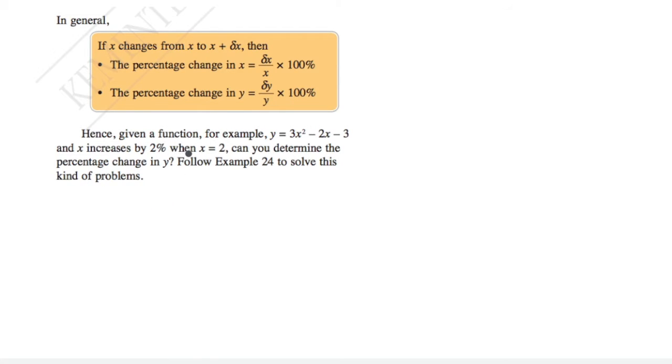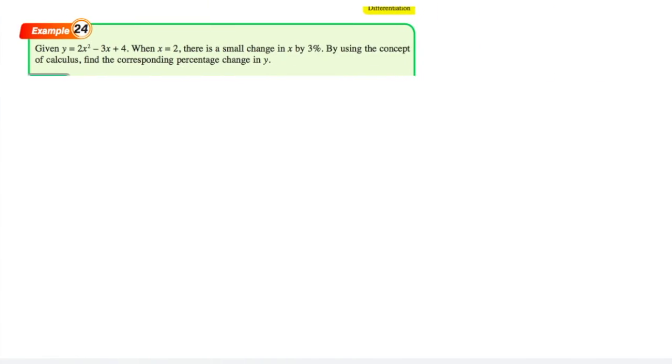When x equals 2, can you determine the percentage change in y? So from here you can find the delta y, okay? Follow the example for 24 first. Given y, this one, when x equals 2, there is a small change in x by 3%, like just now, the question just now, later we do again. So now we use this first. By using the concept of calculus, find the corresponding percentage change in y. So the question asks you to find the percentage change. Before that, you need to find delta y. Before you find delta y, you need to find delta x here. Okay, you need dy/dx.